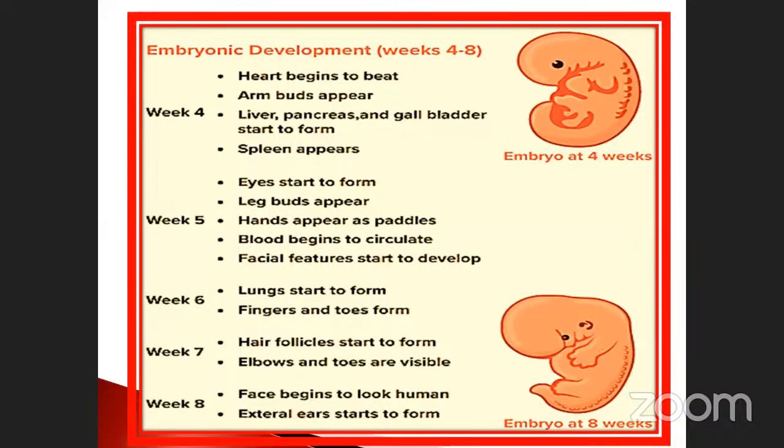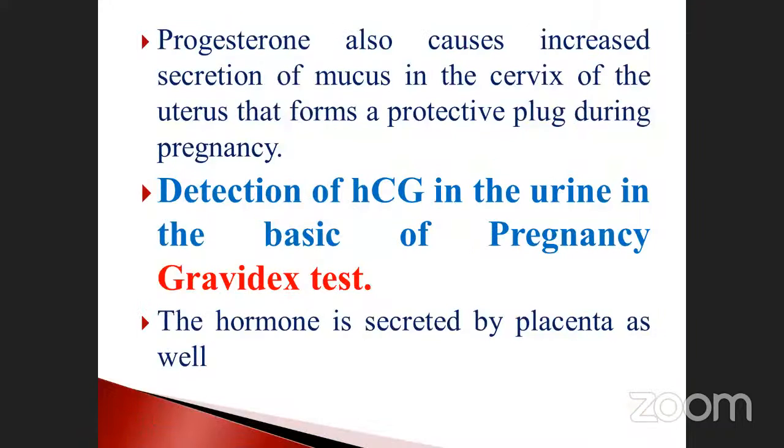Okay, and in the 6th week, what will happen? Lungs start to form, and fingers and toes form. These are the 6th week changes. In the 7th week, hair follicles start to form, and elbows and toes are visible. In the 8th week, the face begins to look human. These are the changes which occur every week.